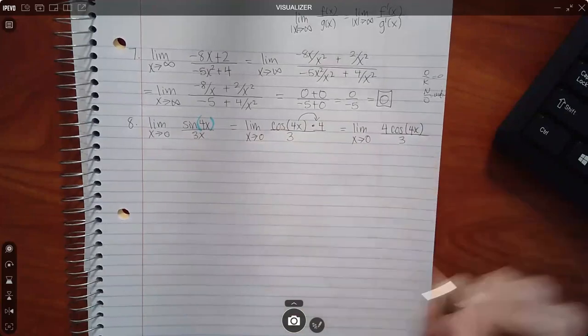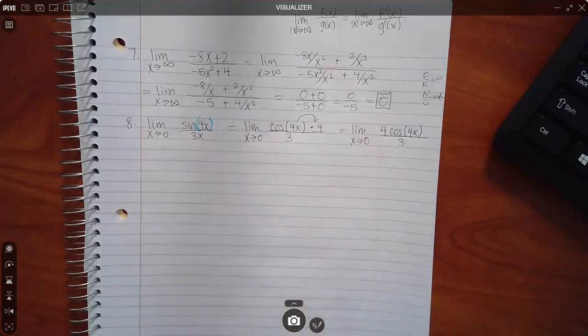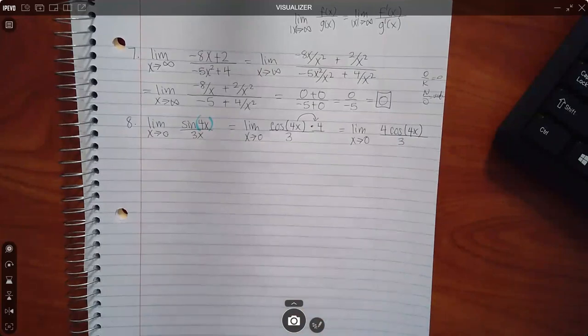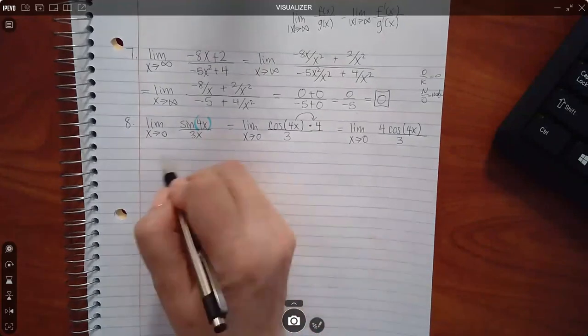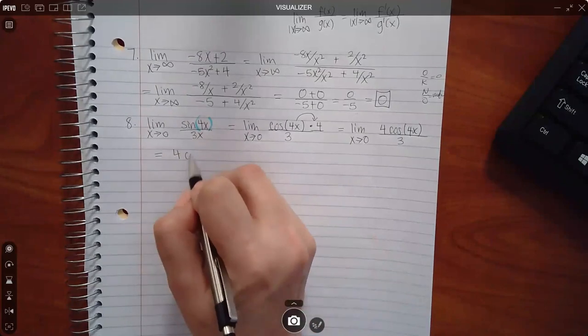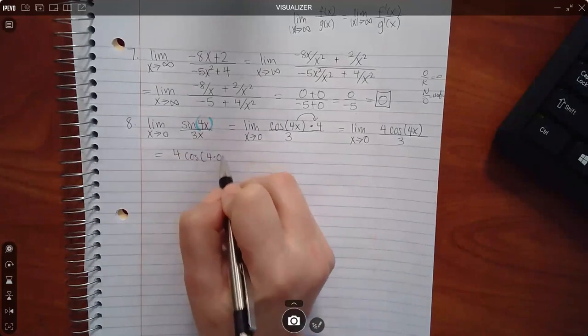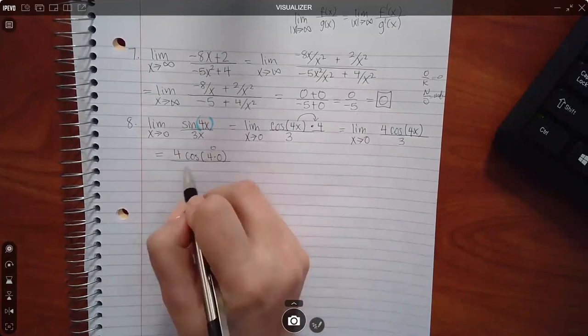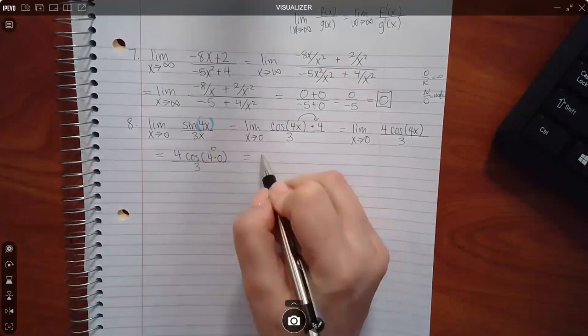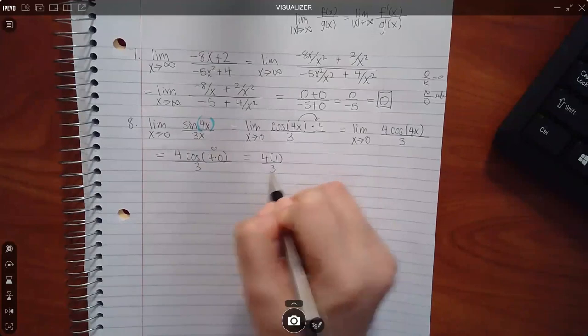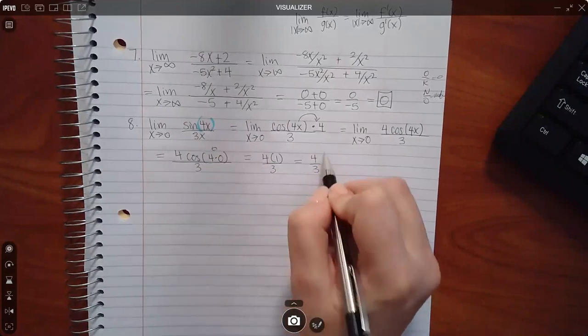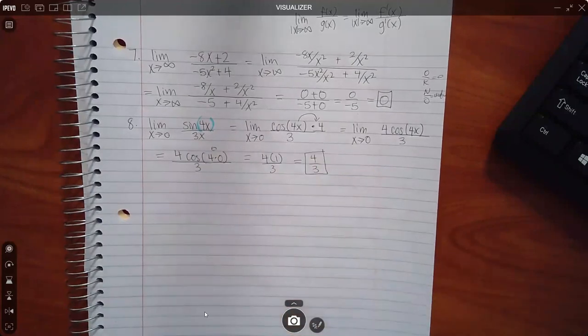And then 3. And can you plug in 0 directly? It's not going to cause a problem, right? X is not in the denominator. So I'm going to get 4 cosine of 4 times 0, which is just 0. And what's the cosine of 0? 1. So we end up with 4/3.